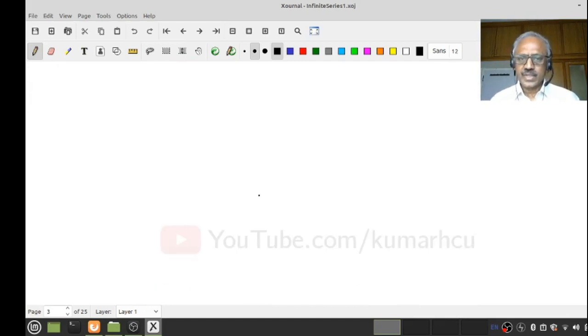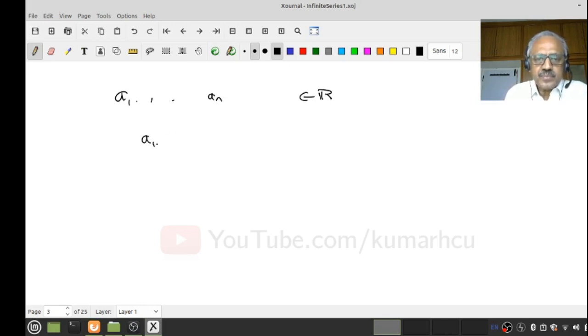Let's quickly recall the basic thing. If I have n real numbers, a1, a2, ..., an, then I can add them sequentially: a1 plus a2 plus a3 plus ... plus an. But remember, R is a field, therefore addition is commutative as well as associative.